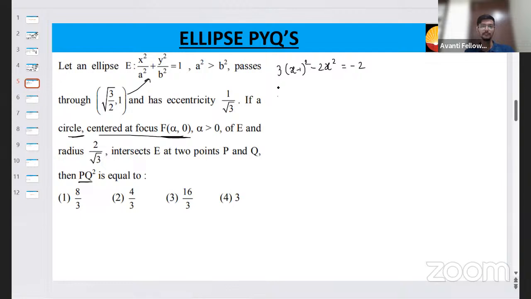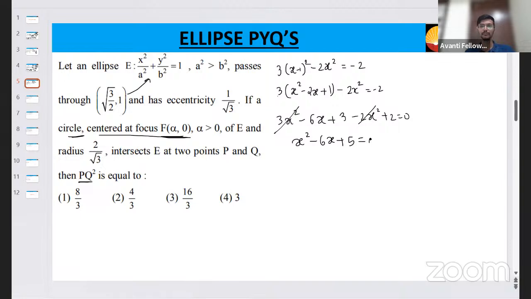Using a square minus 2ab plus b square, minus 2x square is equal to minus 2. So 3x square minus 6x plus 3 minus 2x square plus 2 is equal to 0. So 3x square minus 2x square is x square, minus 6x plus 5 equals 0. That means we got two values of x: the factors of 5 are 5 and 1, so minus 5 and minus 1. So we got x equals 1 and x equals 5.